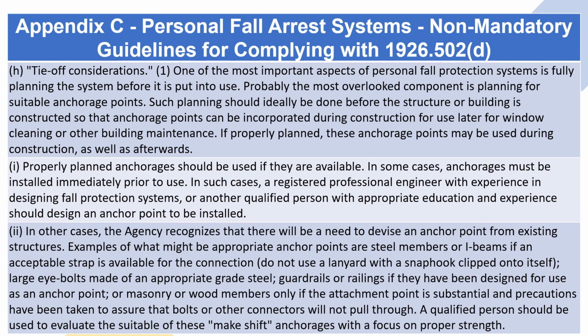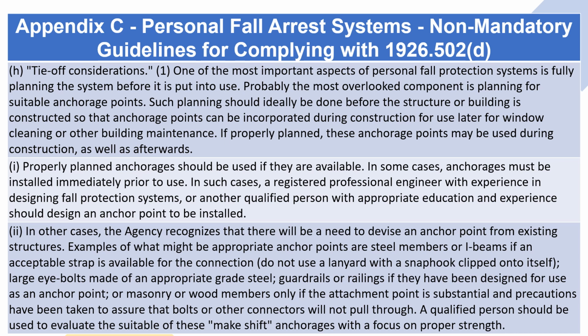H. Tie-off considerations. One of the most important aspects of personal fall protection systems is fully planning the system before it is put into use. Probably the most overlooked component is planning for suitable anchorage points. Such planning should ideally be done before the structure or building is constructed so that anchorage points can be incorporated during construction for use later for window cleaning or other building maintenance. If properly planned, these anchorage points may be used during construction as well as afterwards. Properly planned anchorages should be used if they are available.